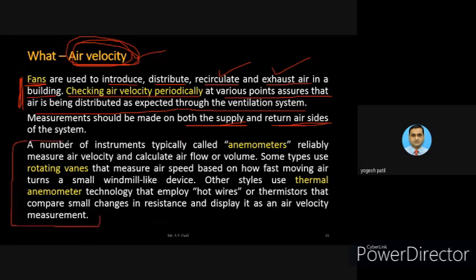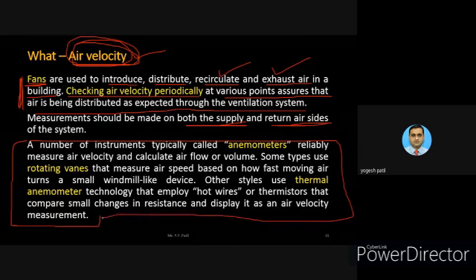Some of the actual instrument names are mentioned; it is not that only these are there, but this is from one of the references. A number of instruments, typically anemometers, reliably measure the air velocity and also calculate the air flow volume. Once we get the velocity, we know how to convert it into flow rate and volume.